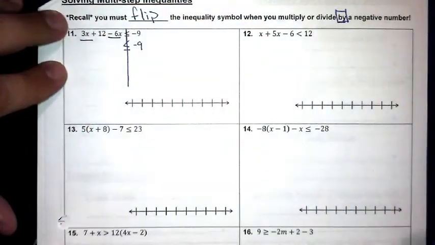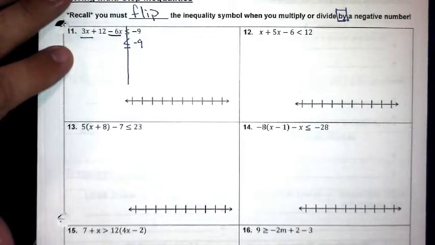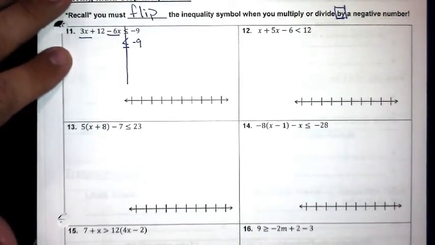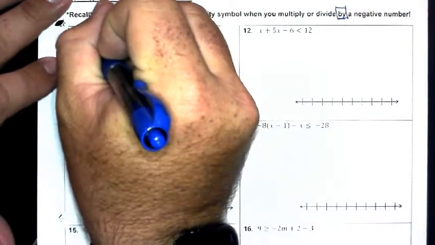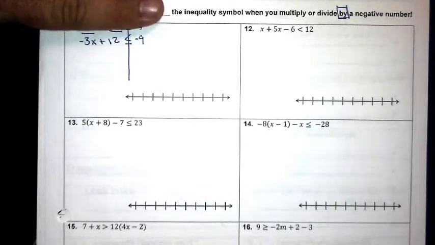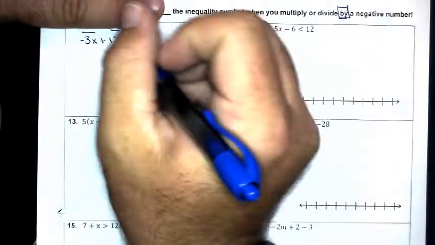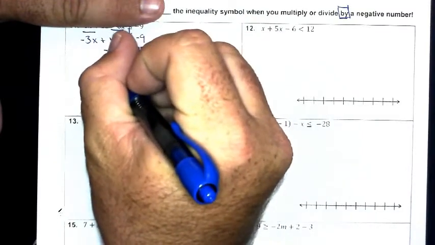What is 3 minus 6? Negative 3. Now, we have an easy equation. Step number 1. Subtract 12. Am I right? Cool.